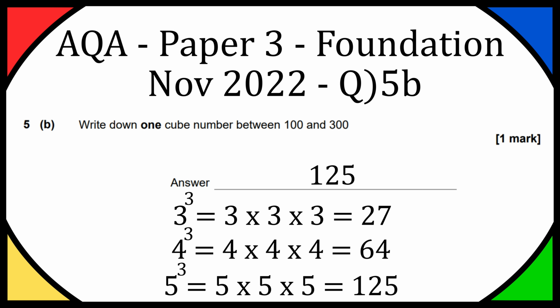You could have also had 6 cubed because that will give you 216, and if you have 7 cubed it will give you 343, but that will be above the 300. So 125 or 216 would have been acceptable answers for this question.